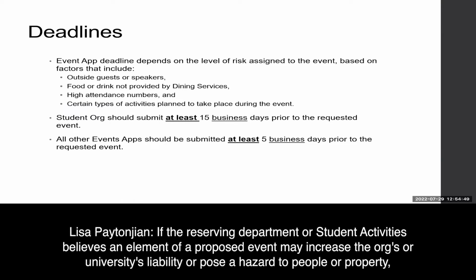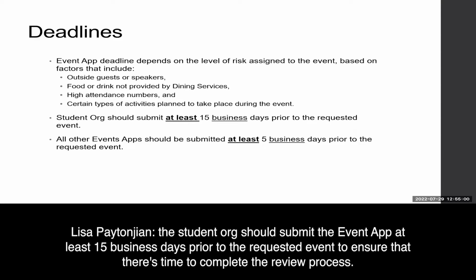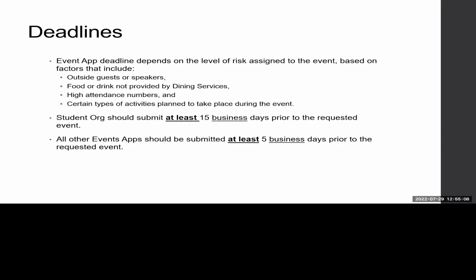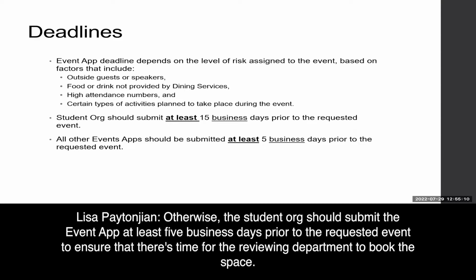If the reserving department or student activities believes an element of a proposed event may increase the org's or university's liability or pose a hazard to people or property, the student org should submit the event app at least 15 business days prior to the requested event to ensure that there's time to complete the review process. Otherwise, the student org should submit the event app at least 5 business days prior to the requested event to ensure that there's time for the reviewing department to book the space.